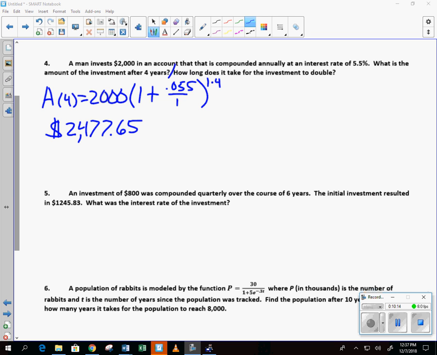Very good. So how long does it take for the investment to double? How has the problem changed? What variable are we solving for if we're looking for how long it takes until it doubles? Time. We know the amount. If the investment has doubled, what is the new amount? The investment doubled. $4,000. When is the investment equal to 4,000? That's the big question.